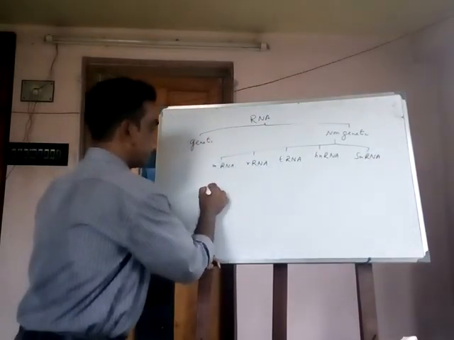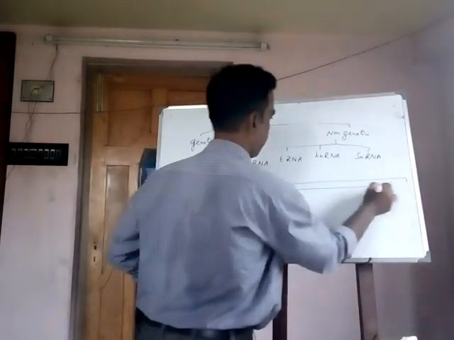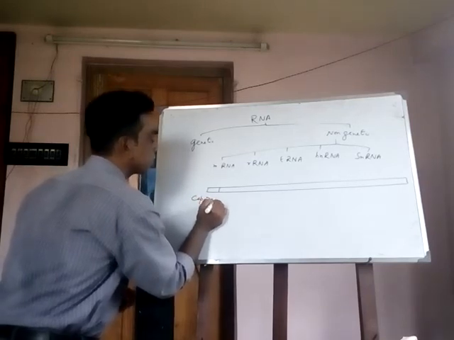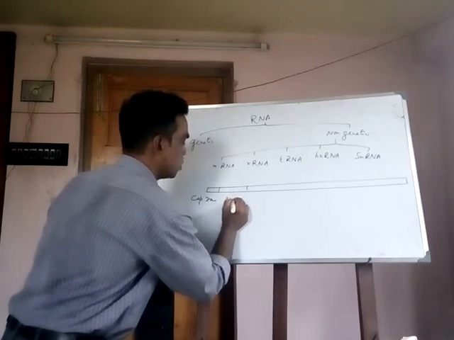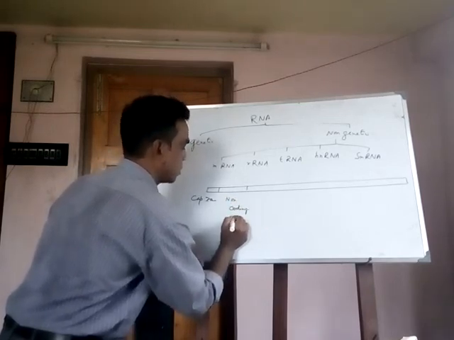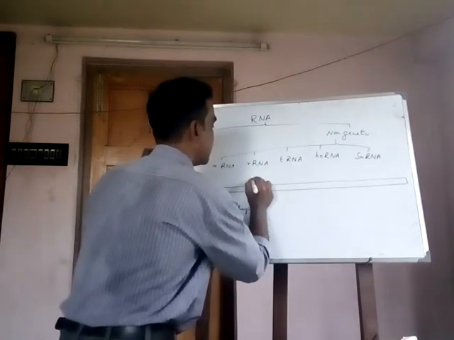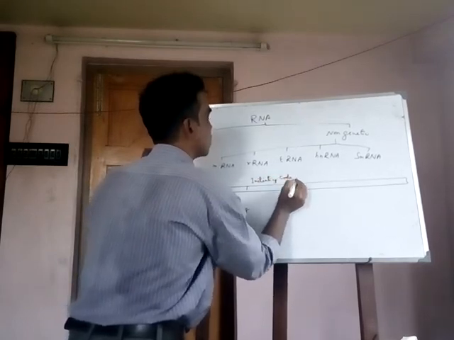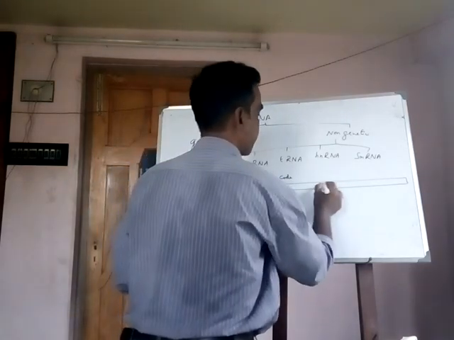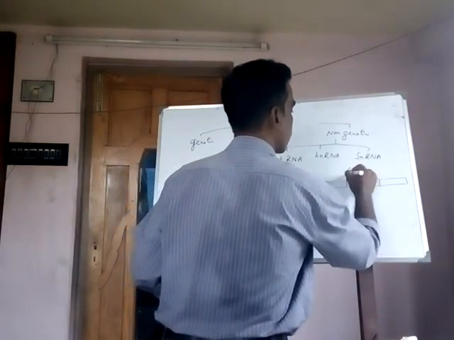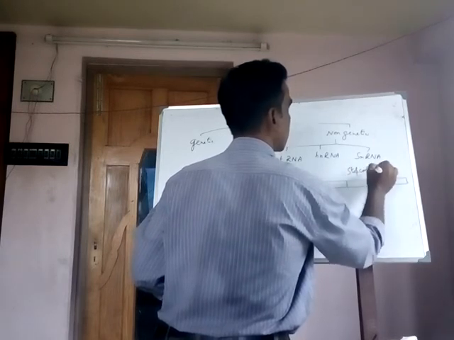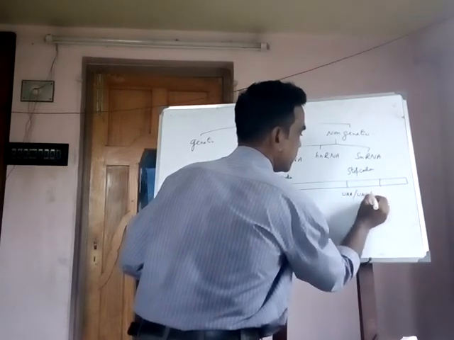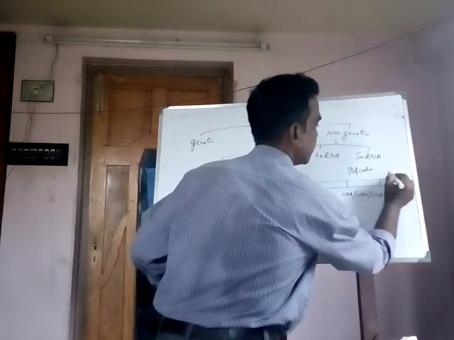The structure of RNA, as I explained: cap zone, non-coding zone, initiating codon, and stop codon. Stop codon means UAA, UAG, UGA, and then poly A.